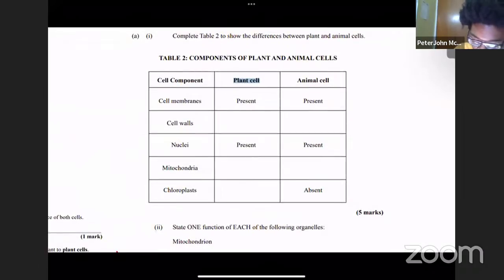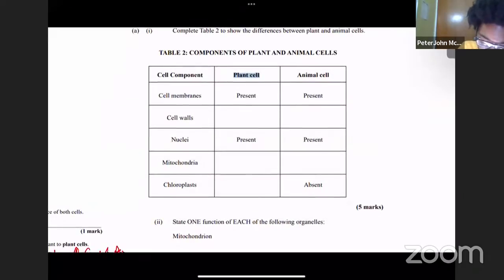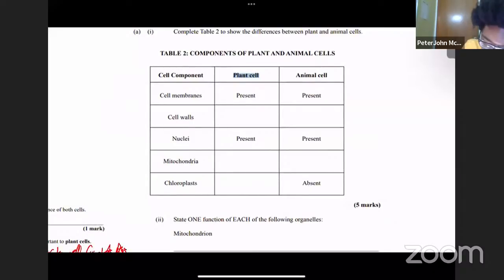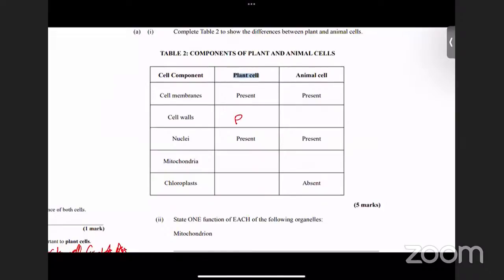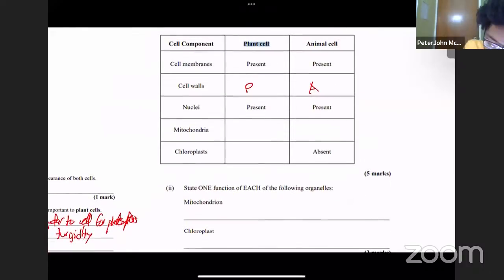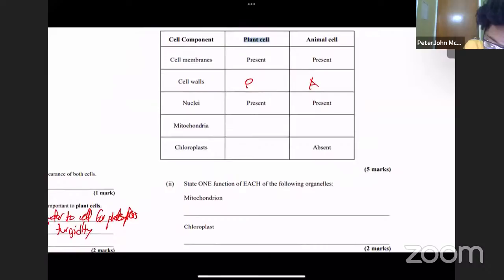So let's move on quickly. Cell wall, plant cell, animal cell. Let's just move to this quickly. Plant cell. Present or absent? Animal cell. Absent. What makes up the cell wall in a plant cell?